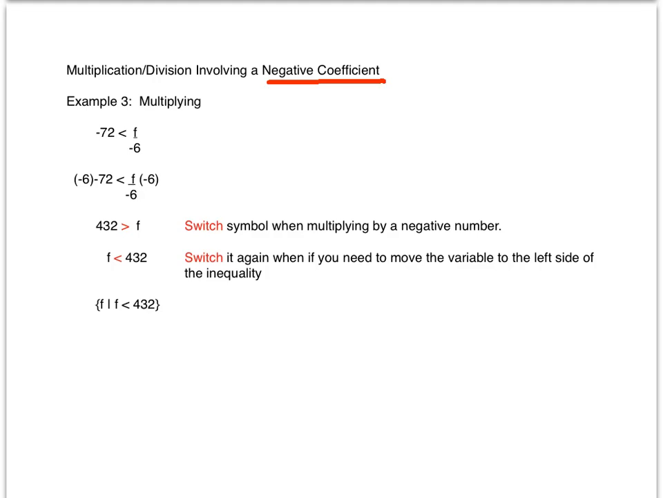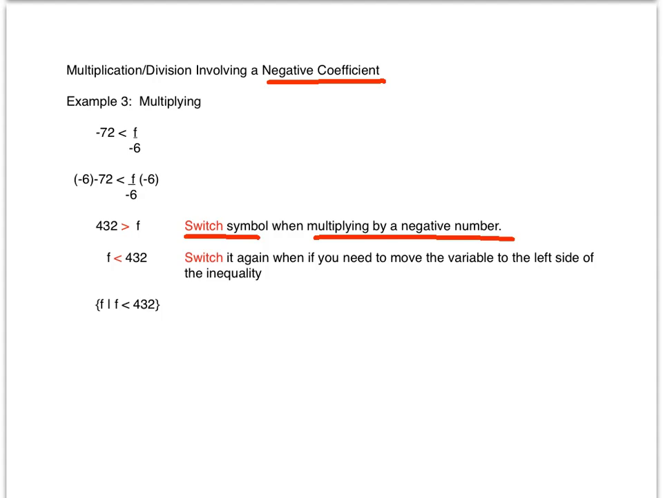So in example 3, multiplying, we have negative 72 is less than f divided by negative 6. To solve this problem, we multiply both sides by negative 6, and that gives us 432 is greater than f. Notice that we switched the symbol because we multiplied by a negative number. So it changed from less than to greater than.